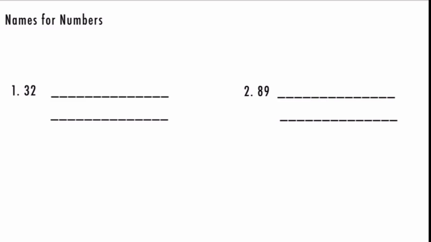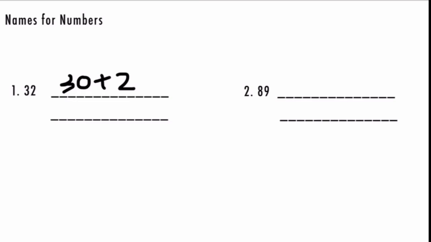Moving on to our second topic, it asks us to find names for numbers, and you can name any number in different ways. One way is to write it in expanded form. So number 1, we have the number 32, and we need to expand it. They're asking us to expand it in 2 different ways. What is one common way to expand 32? Well, you could do the easiest, 30 plus 2.